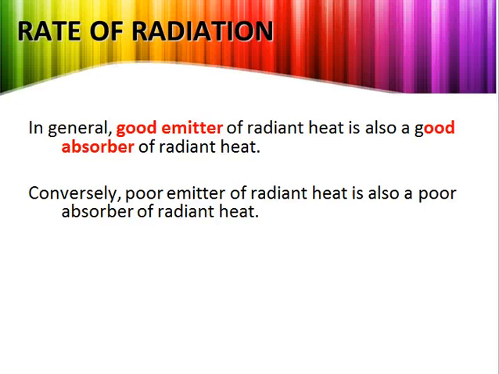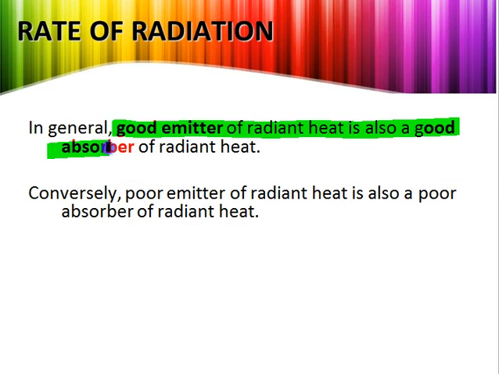So looking from the data just now, we know that a good emitter is also a good absorber of radiant heat. Then obviously the other way around, a poor emitter is also a poor absorber of radiant heat.